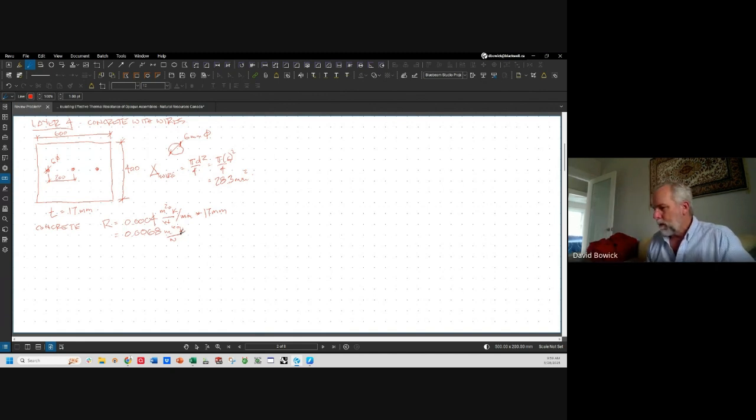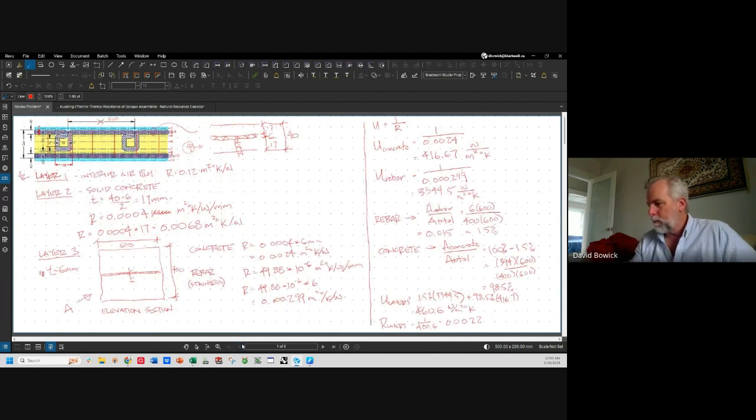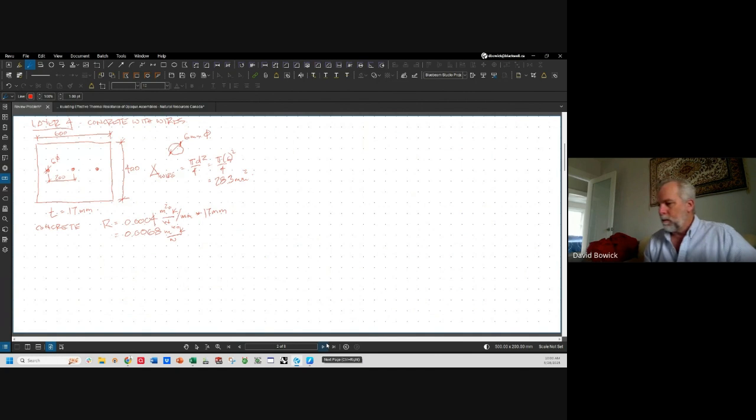Okay, here's where we're going to go back and check our work, because we know that we already solved that one. Layer 2 R is 0.0068 meters squared degree Kelvin per watt. So we did it right.